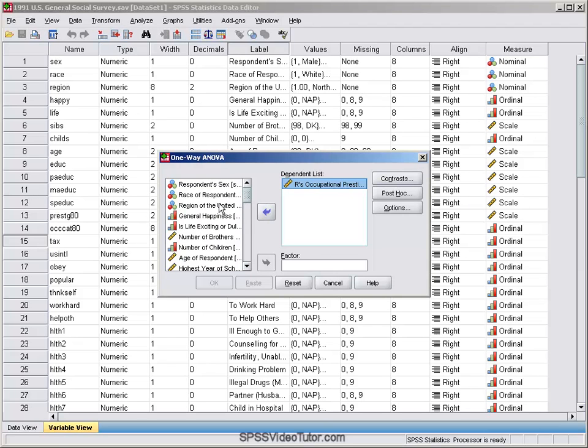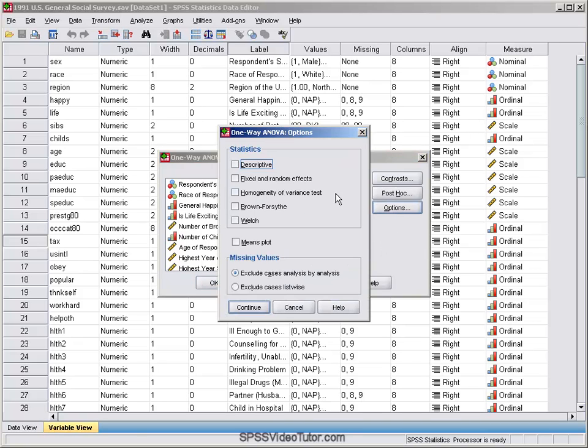Following this, we go to region and we move the region variable, which is our independent variable, into the factor box. Okay. Next, we go to options and we select descriptives, homogeneity of variance, and Brown-Forsythe. Okay. For missing values, make sure Exclude Cases Analysis by Analysis is selected, then click Continue.